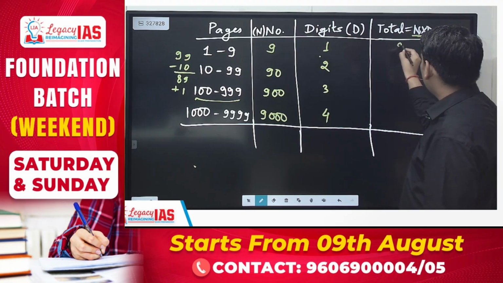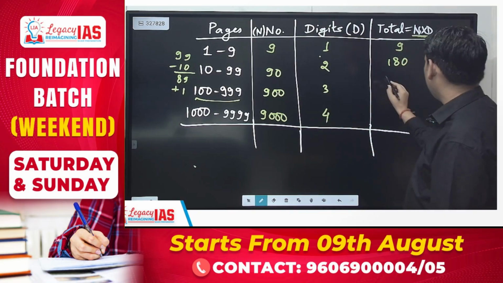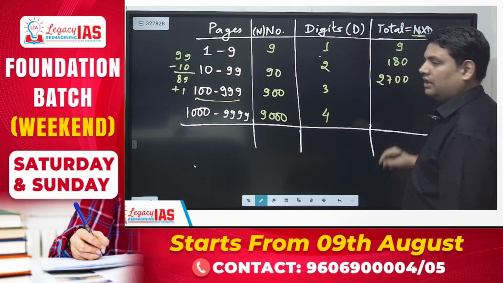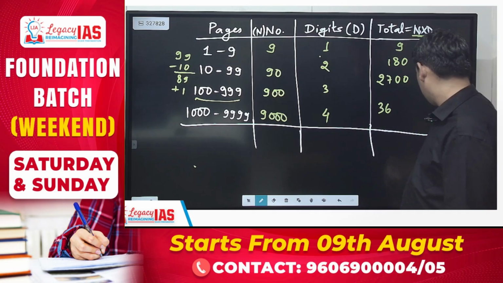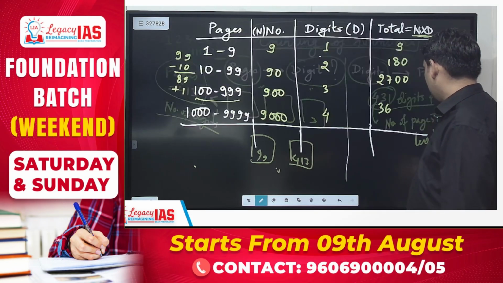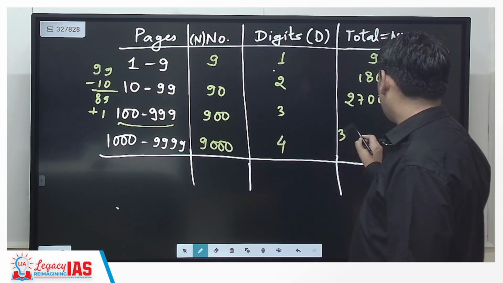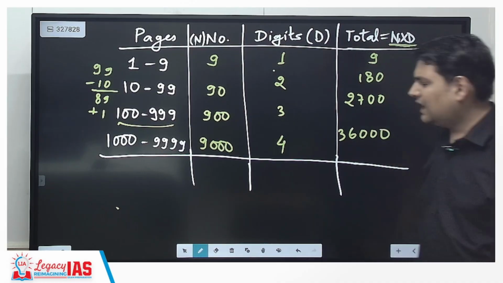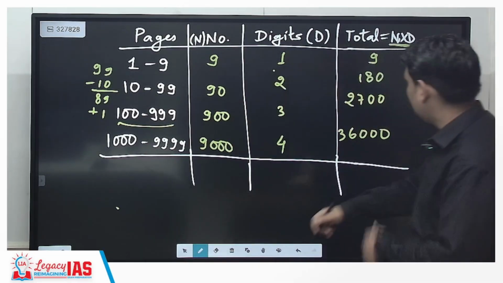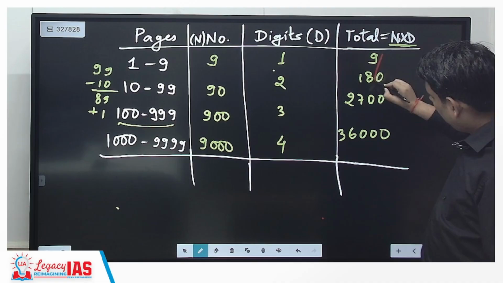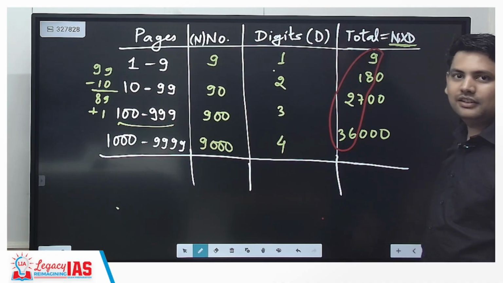So 9 into 1 we get 9, then 90 into 2 we get 180, then 900 into 3 we get 2700, then 9000 into 4 we get 36,000. Can you see a pattern here? Clearly you must be able to see a pattern. Otherwise, see this: 9, 18, 27, 36. This forms a pattern. Can you see it?